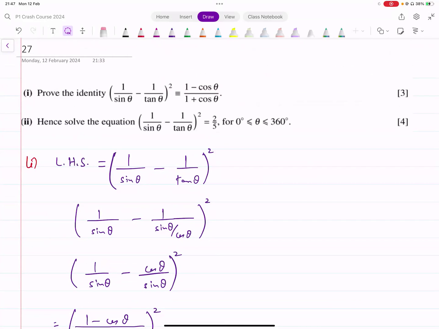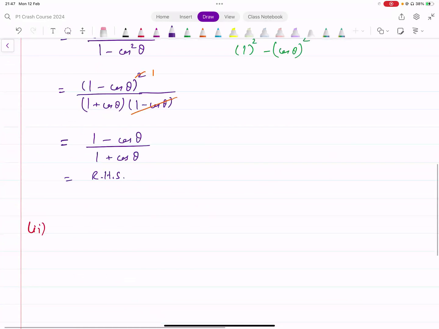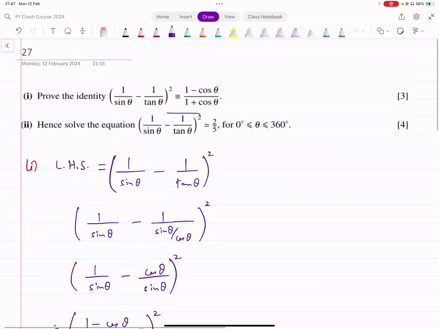No, sir. Let's do the second part quickly, and then we end. Then it says, hence solve this equation for theta between 0 and 360. Now, hence means you have to use the previous part somehow. This is exactly what we have proved in the first part to be the same as this. So we can write the equation like this instead: 1 minus cos theta divided by 1 plus cos theta equals 2 over 5.